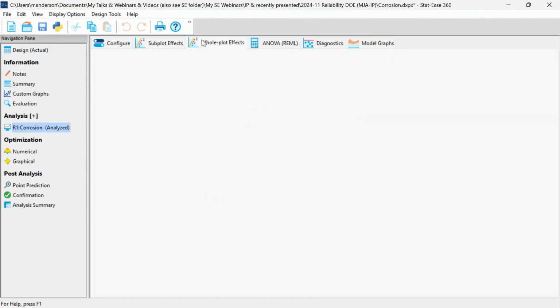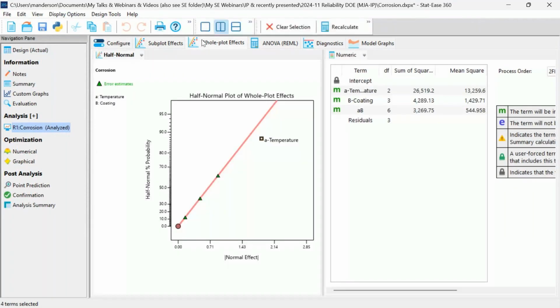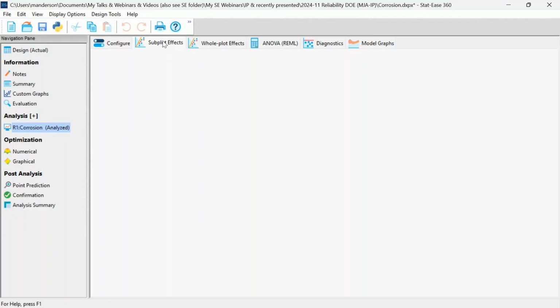Let's go to the whole plot effects first. And actually, the temperature, because of the replication of the experiment, did pop out somewhat from the pure error, which are shown by these green triangles. And it was somewhat significant. Now, we don't get the Pareto plot because that hasn't been invented for the split plots. Now we go to the subplot next.